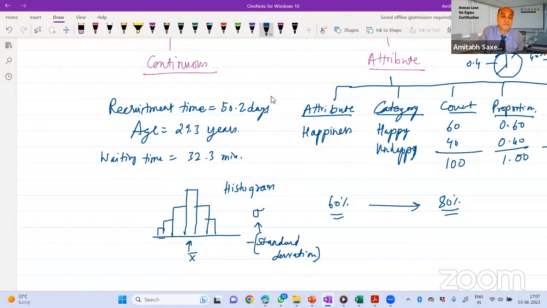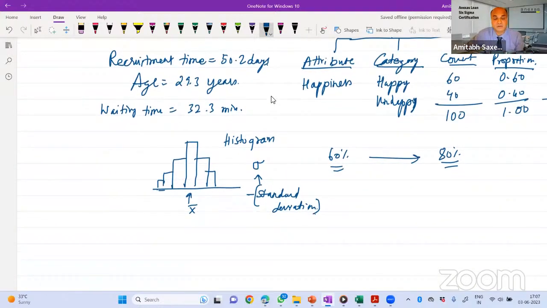This was found by Carl Friedrich Gauss, one statistician. He found that any repetitive process, like if I'm doing recruitment again and again, if I'm trying to do something again and again, it will follow this type of distribution, which he called the normal distribution.